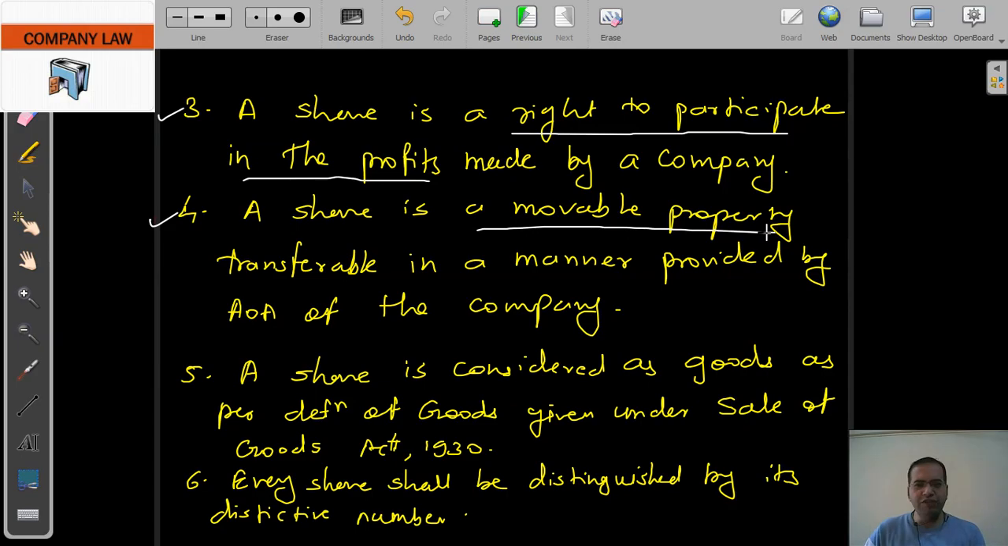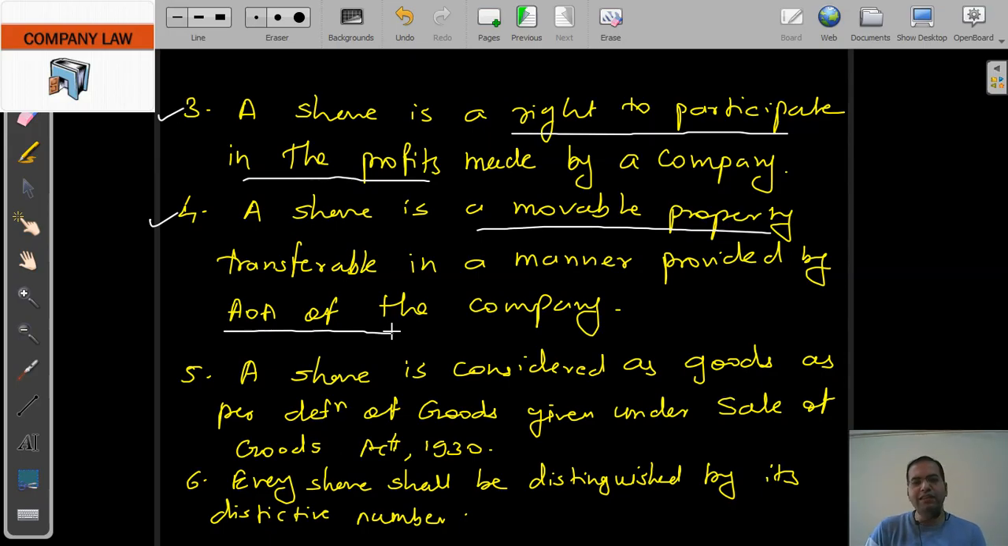Share is a movable property. As per section 44 of the Indian Companies Act 2013, a share is considered a movable property transferable in the manner provided by AOA of the company. So AOA will define how the shares should be transferred, but normally if physical shares are there, then you will have to transfer according to the share certificates. The procedures are there; we'll talk about that. If demat form shares are there, the Depositories Act will be the regulating act for that matter.